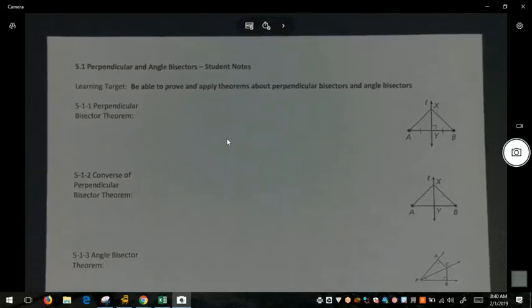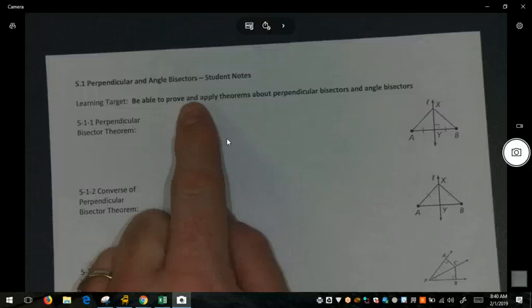Calc-Path Geometry, Lesson 5.1, Perpendicular and Angle Bisectors.